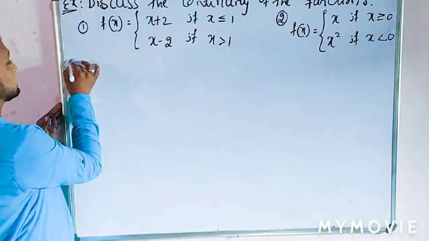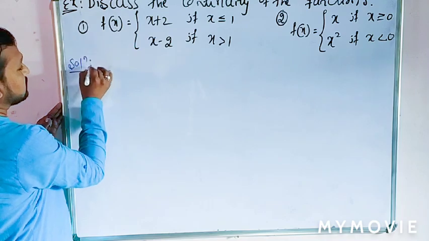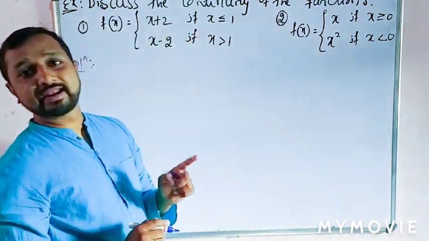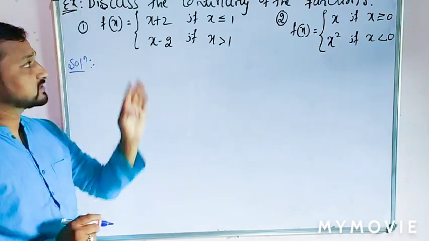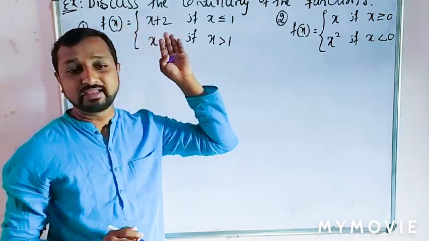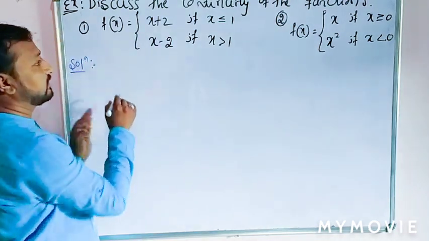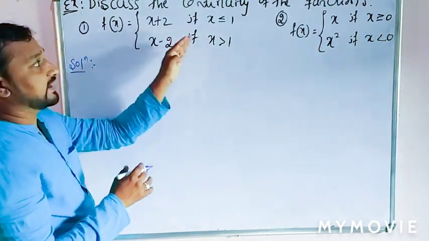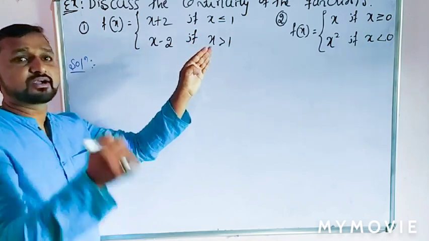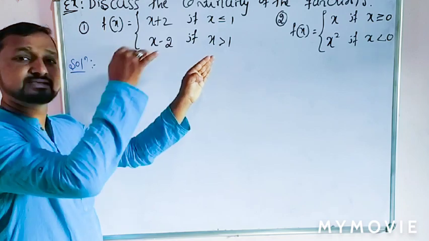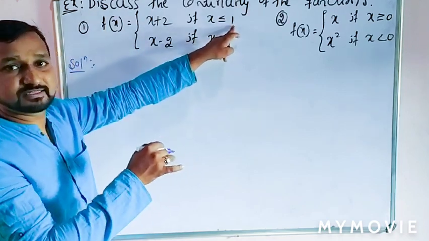Students, in the solution of this example, the function f is defined on the real line. This function should be defined at every real number. First we take case wise. Case 1: we take the domain point C, at x equal to C. First we take C, then the particular point 1.